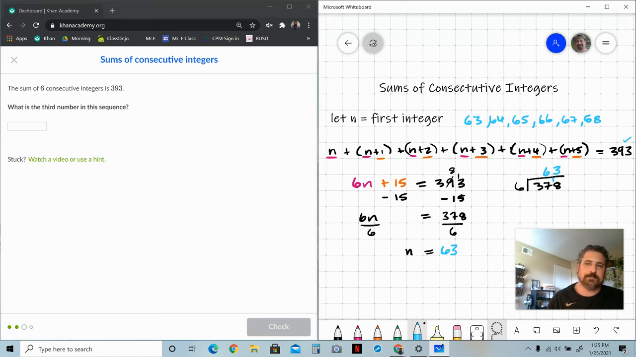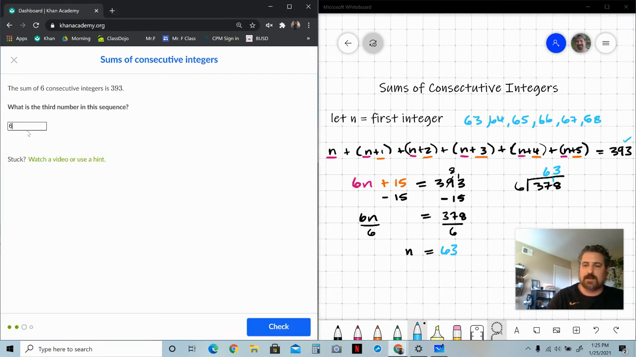It works perfectly. And it says, what is the third number in the sequence? Well, the third number would be the 65. So we're going to put 65 in, and that's our answer. And then the next one, let's erase this.